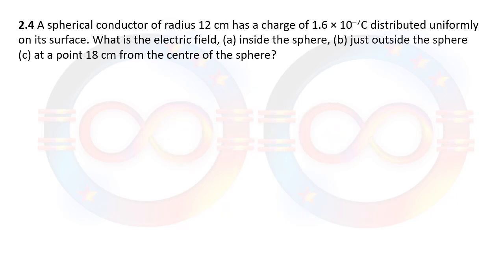Question number 4, a spherical conductor of radius 12 centimeter has a charge 1.6 into 10 raised to minus 7 coulomb distributed uniformly on its surface. What is the electric field inside the sphere? Inside the sphere, electric field is always 0. It's the concept of electrostatic shielding as well.